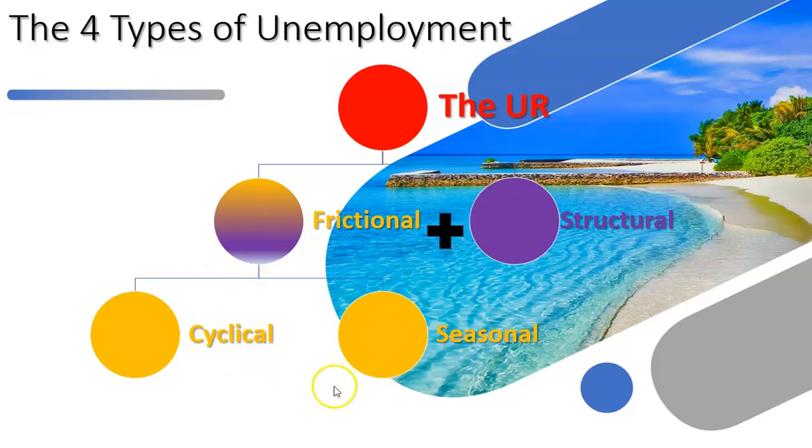Seasonal is a job that's not available all year long. If you're a lifeguard, you don't have a job in winter, especially where the weather, like if you're in New England, for instance. It could be farm work.